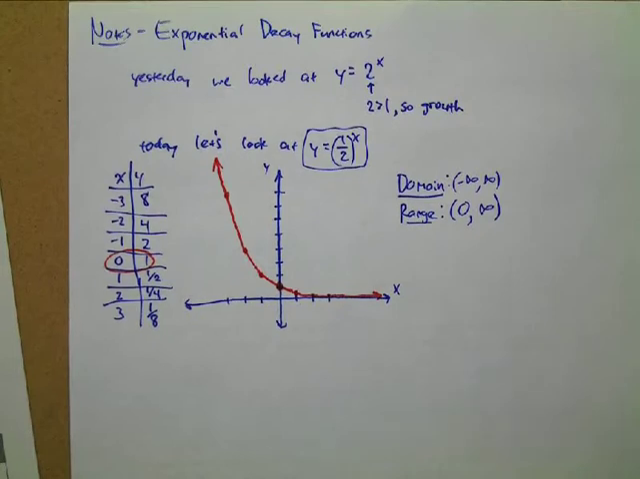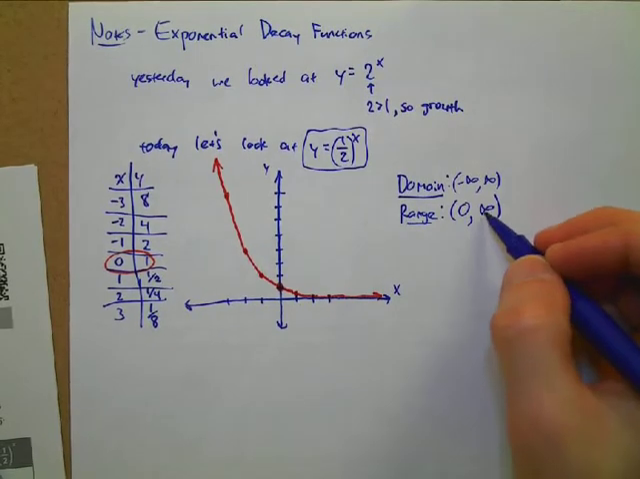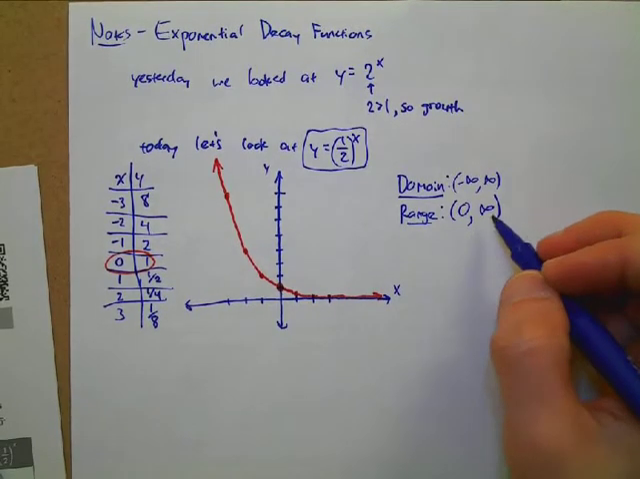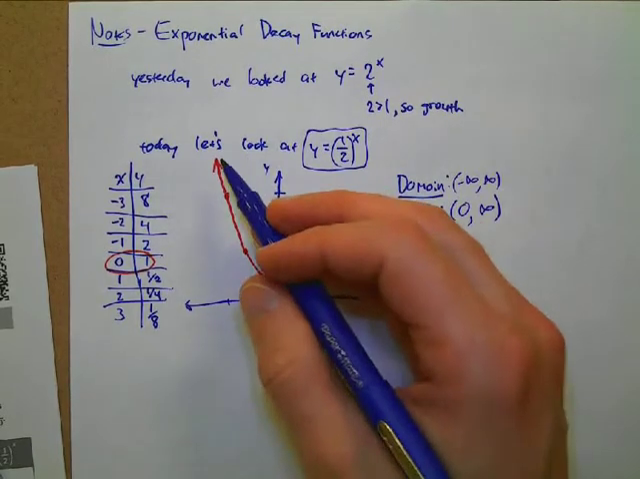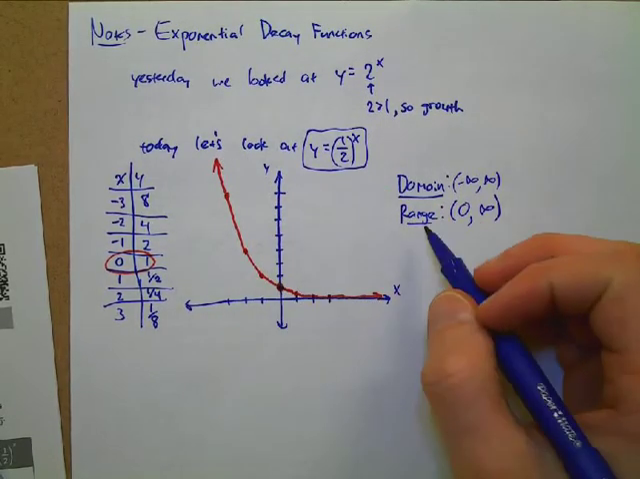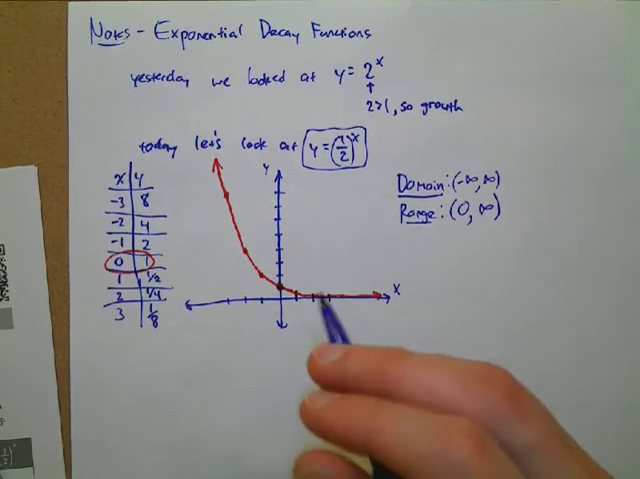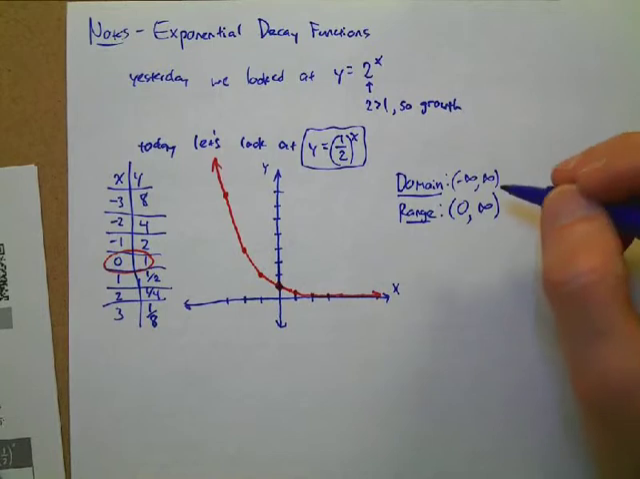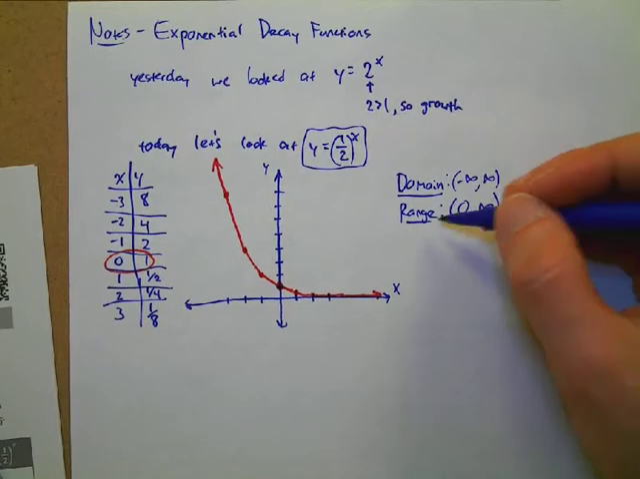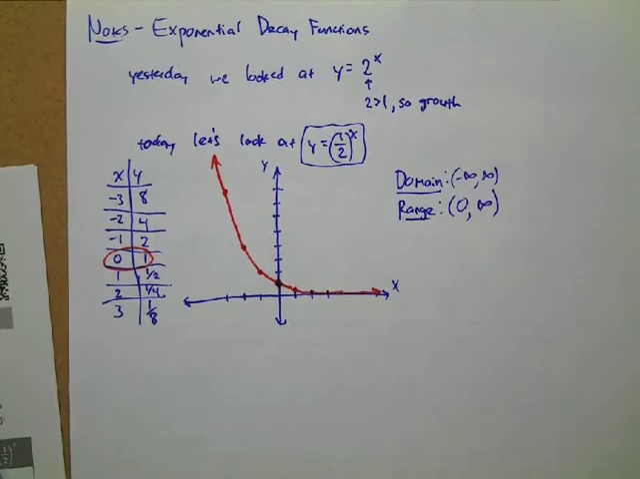Please do not put infinity to 0 here. I know if you look from left to right, yes, you're going from positive infinity down to 0. Remember, for range, you're always describing from the bottom to the top, from the lowest y value to the highest y value. Just like for the domain, you're always describing it from left to right. Please make sure you describe it the correct way.